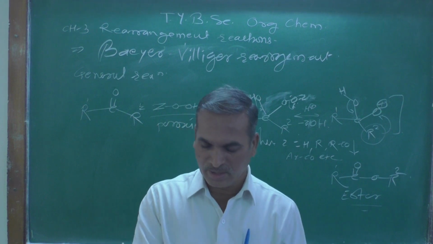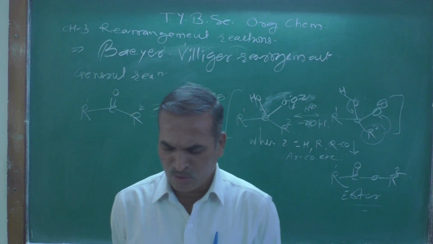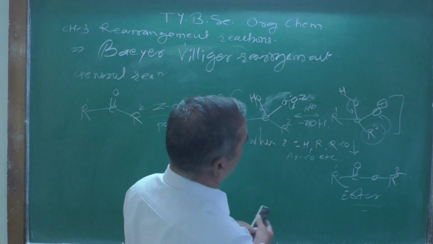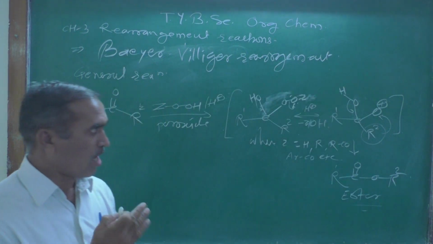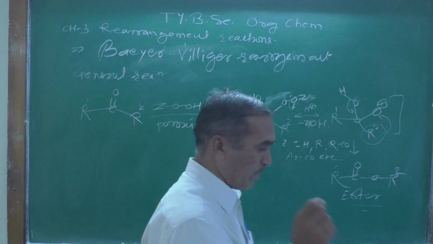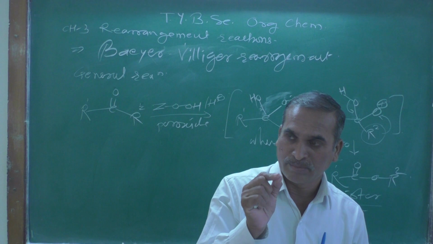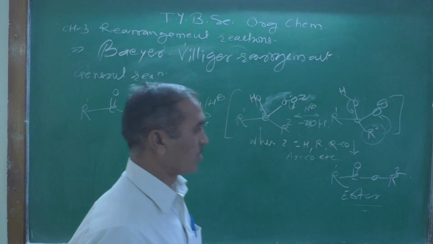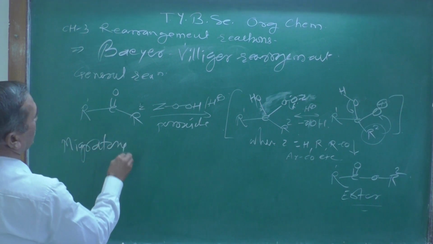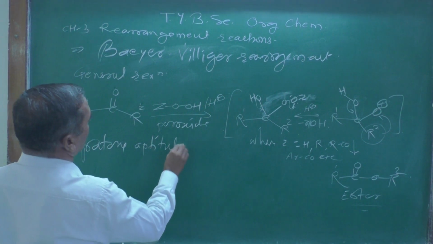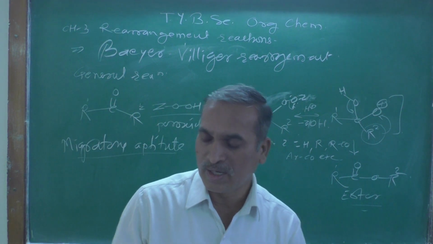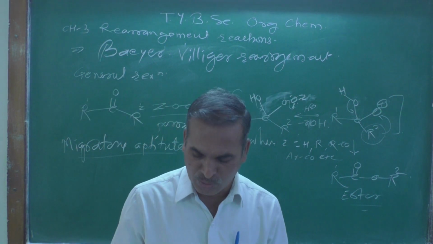Now, the migratory aptitude of various substituent groups: which group is going to migrate, whether R1 is going to migrate or R2 is going to migrate, that is the main point of discussion here. Remember, migratory aptitude means which group is going to migrate preferentially. There are different groups, alkyl group, aryl group. So which group is going to migrate?